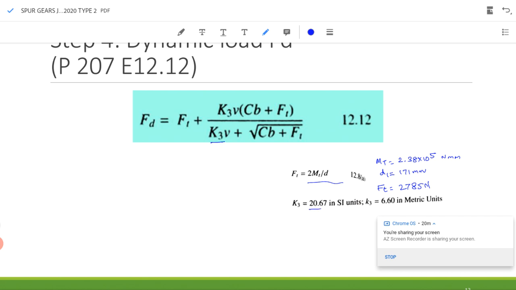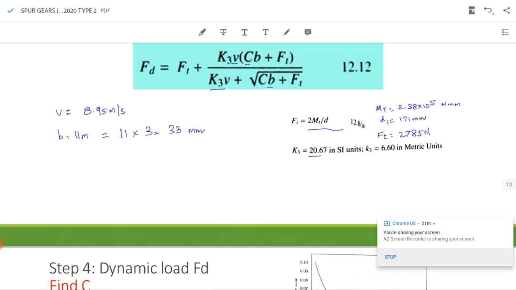K3 equal to 20.67. Velocity for 3 mm was found as velocity equal to pi d1 n1 by 60, which is 8.95 meters per second. So we have got the velocity also. Face width b equal to 11 into module 3 mm, so 33 millimeters. So b is also known. So we need to find the value of C. C is the dynamic factor. How to find the value of C?